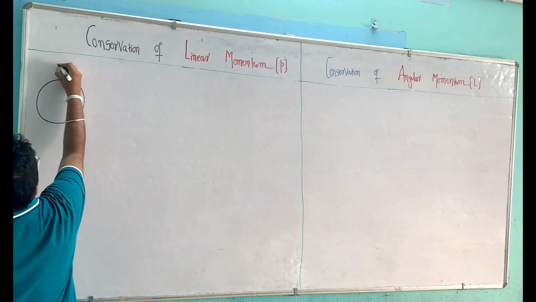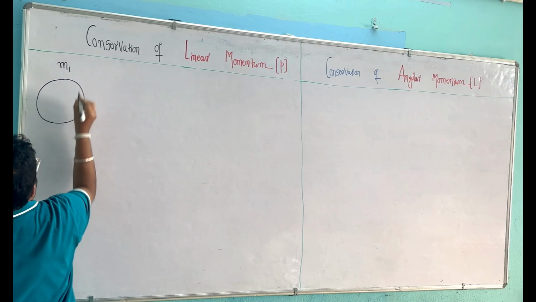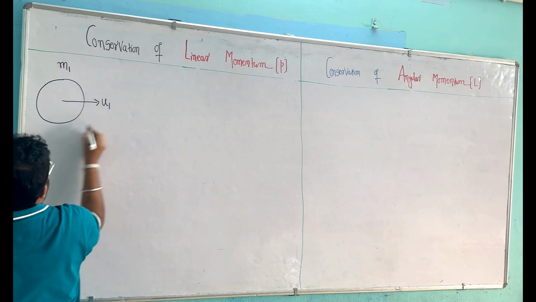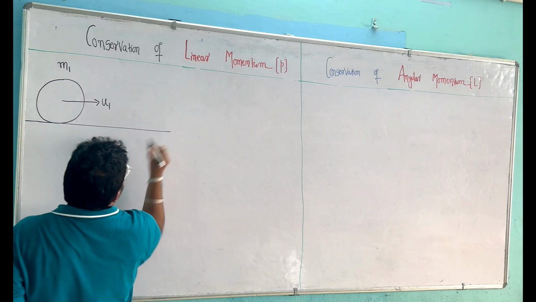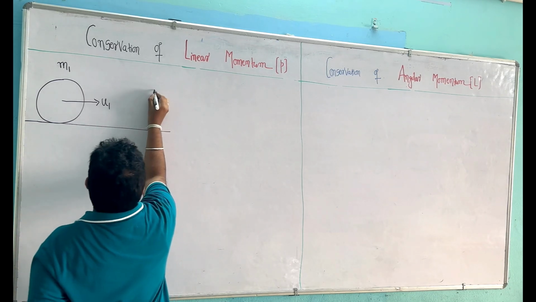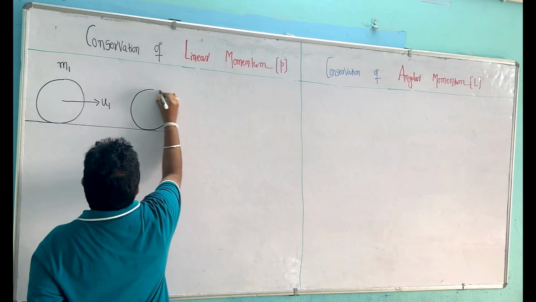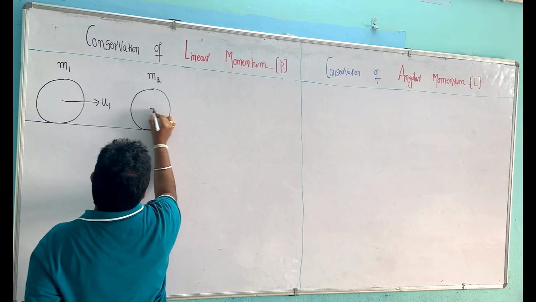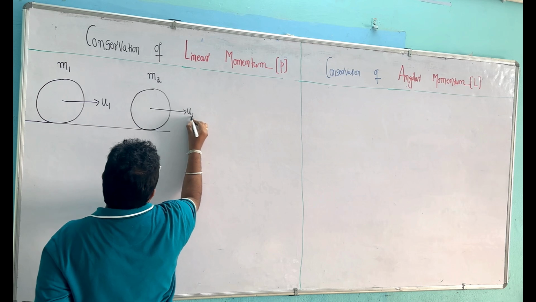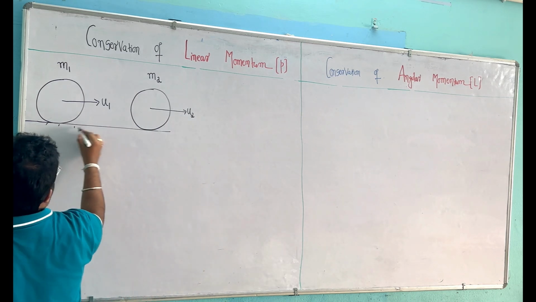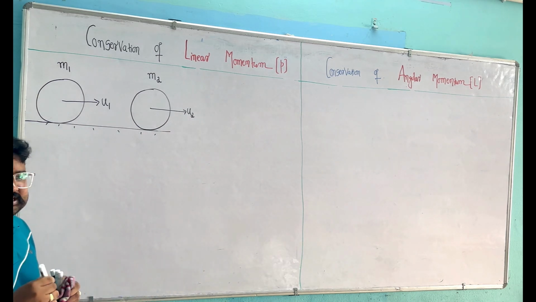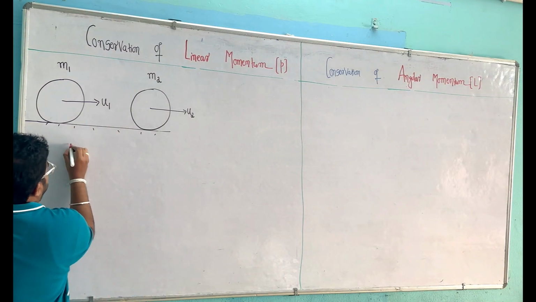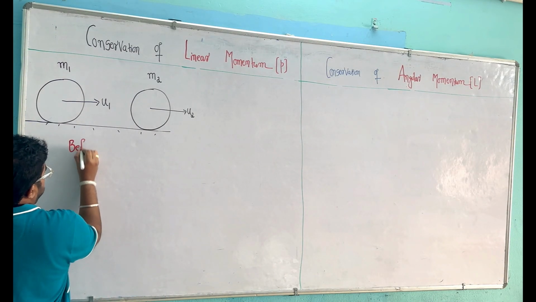Body 1, mass how much? m1. What is the velocity? u1. This is before collision. Do you know the collisions? Mass m2, velocity u2. This is what? Before collision. You know the collision, the impact. Before collision.